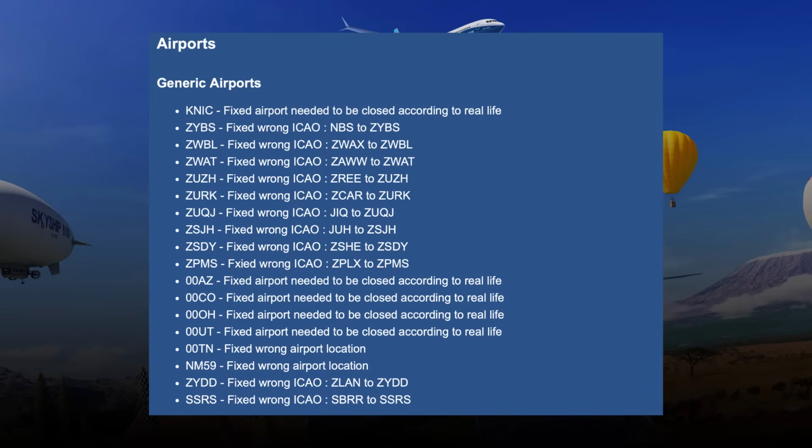For airports, they fixed a lot of wrong ICAOs for Kilo November India Charlie, Zulu Yankee Bravo Sierra, Zulu Whiskey Bravo Lima, Zulu Whiskey Alpha Tango, Zulu Uniform Zulu Hotel, Zulu Uniform Romeo Kilo, Zulu Uniform Quebec Juliet, and you get the point, a bunch of other airports as well.